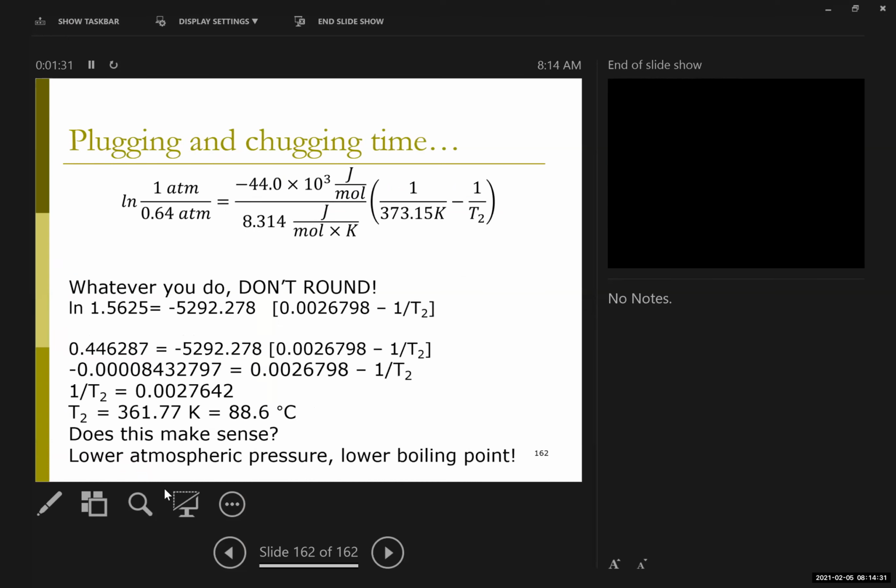And so, if I plug and chug, there's a little bit of algebra there. Again, the complementary function to the natural log is the exponential. And so, although I don't need it here.